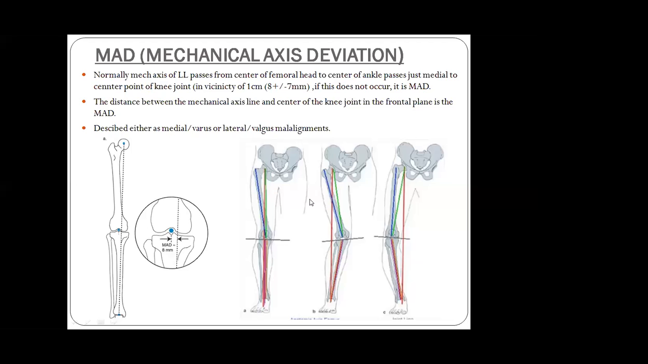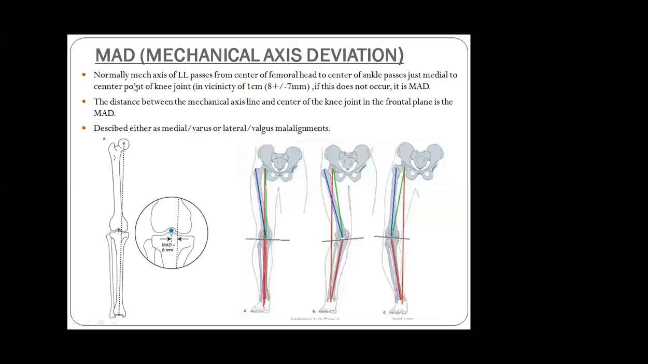I would like to explain this from this diagram. The first diagram is a normal one, in which the mechanical axis passes just medial to the center of the knee joint. Here, the red line, the mechanical axis of the lower limb, passes very much lateral to the knee joint. That means the lower limb is in valgus. And in the third diagram, the mechanical axis of the lower limb is very much medial to the center point of the knee joint, which means the lower limb is in varus.